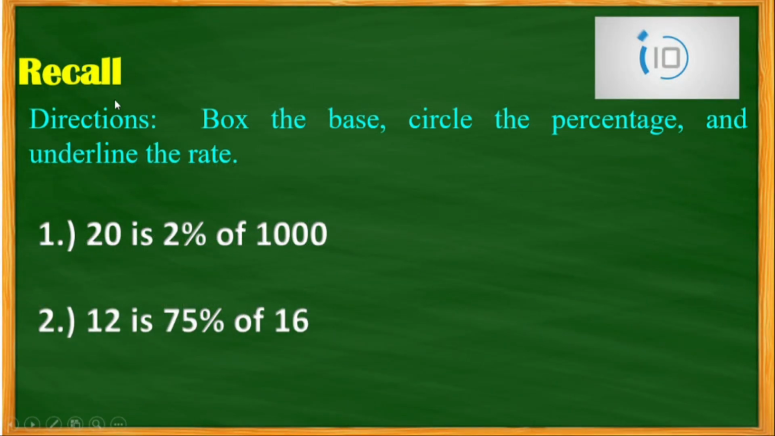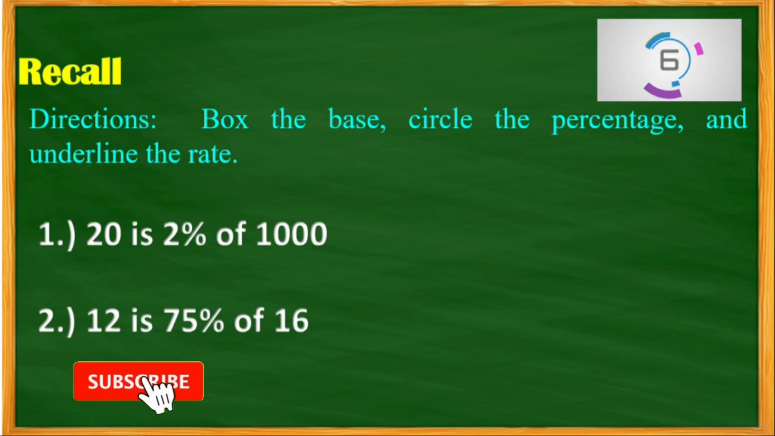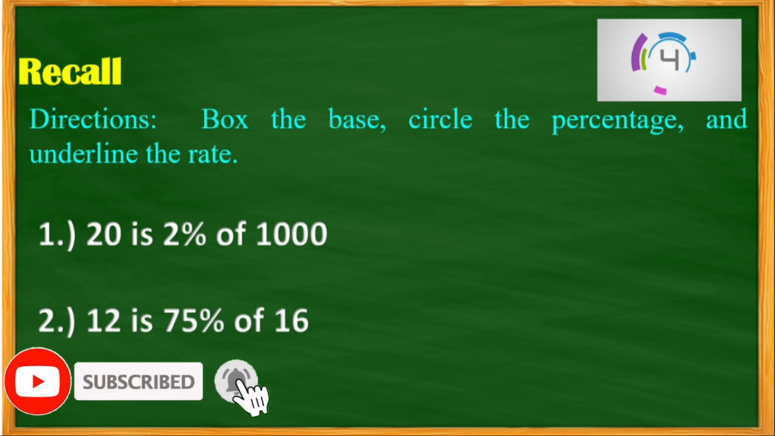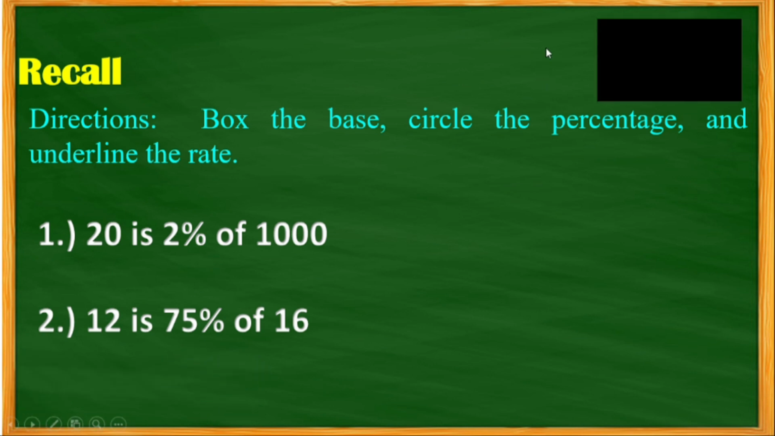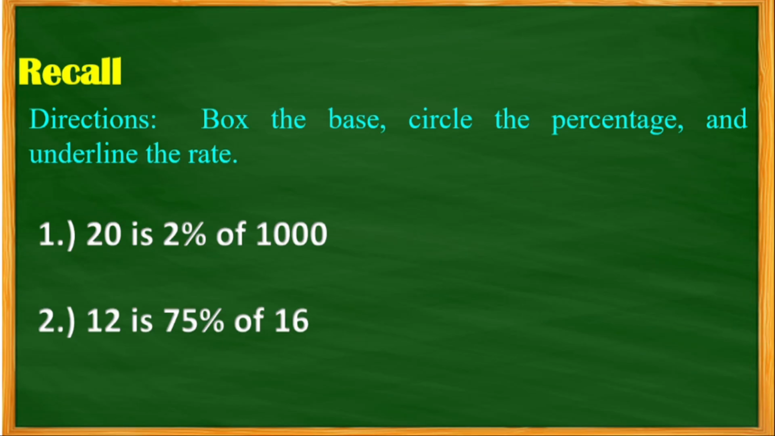So let's have some recall first. Direction: Box the base, circle the percentage, and underline the rate. You have 10 seconds, grade 5 pupils. Our timer starts now. Time's up. Now let's reveal the answer.